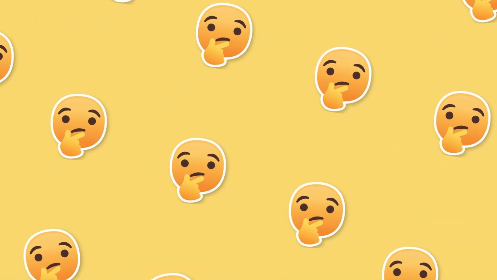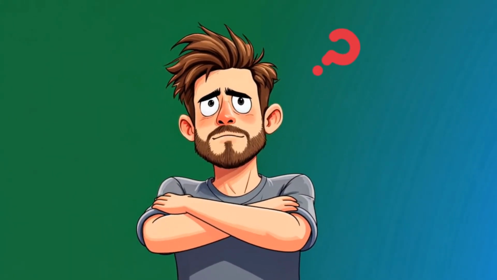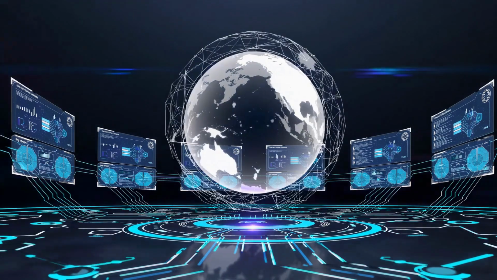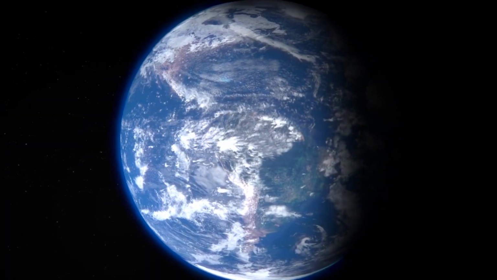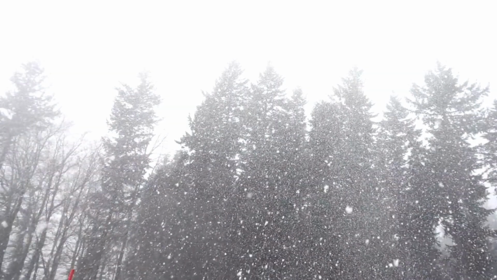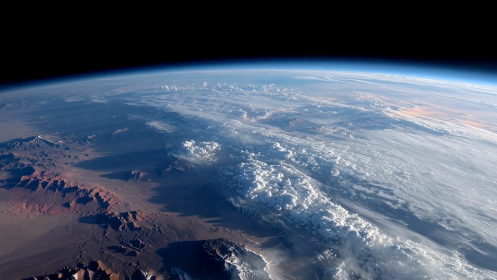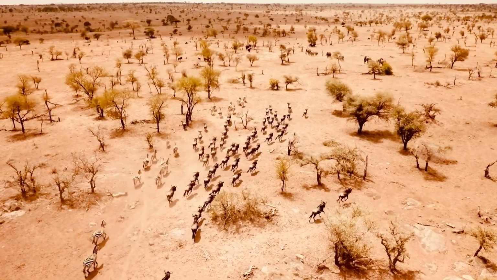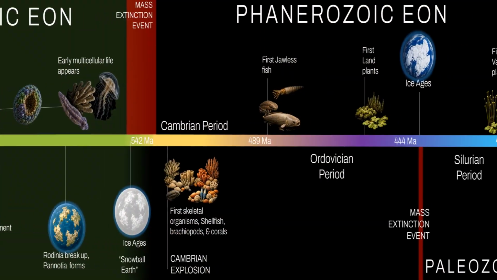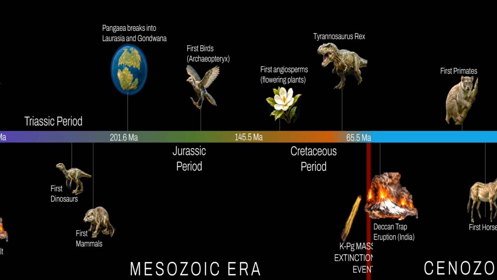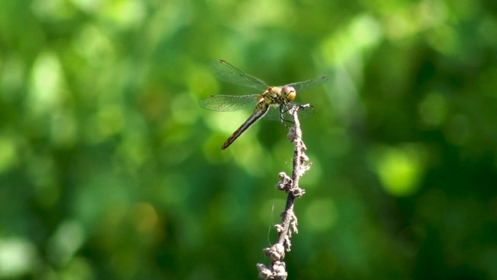Now you might be thinking, why should we care about something this ancient? Well, because the geological time scale is not just about the past. It helps us understand the world we live in today. First, Earth's engine. Plate tectonics, volcanoes, earthquakes, and climate change are not just part of the past. They are still shaping Earth right now, and the planet is constantly changing. Second, life's resilience. Earth has survived 5 major mass extinctions. At one point, nearly 96% of species disappeared, yet life recovered and evolved again.